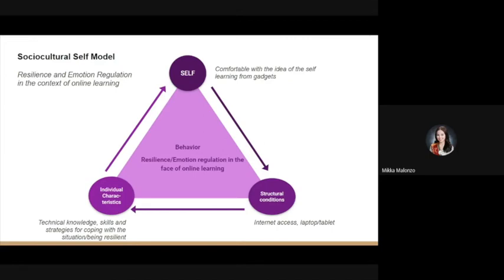Ideally, both factors have to support the self. Kasi, if we put the individual characteristics, so kung na-provide yung individual characteristics as stated on the diagram, nabigyan mo siya ng technical knowledge about gadgets and skills. Parang naturuan mo ng skills on how to cope. So, may breathing exercises, mindfulness exercises.